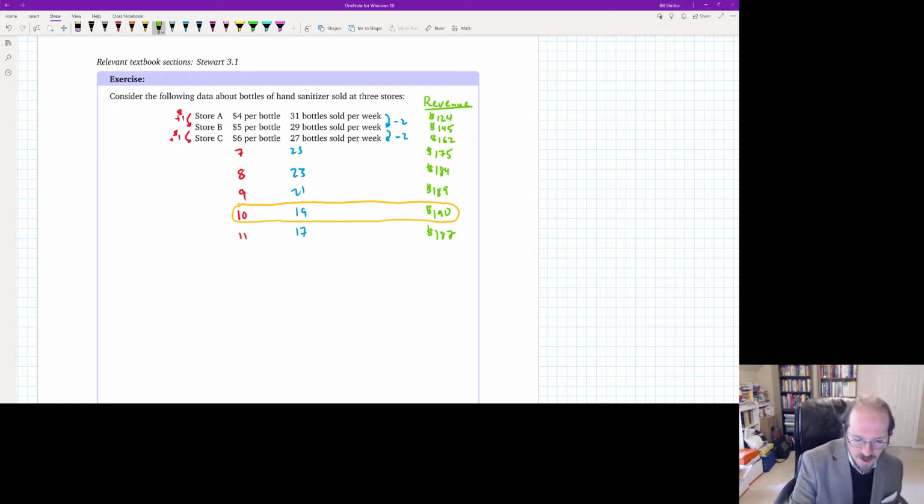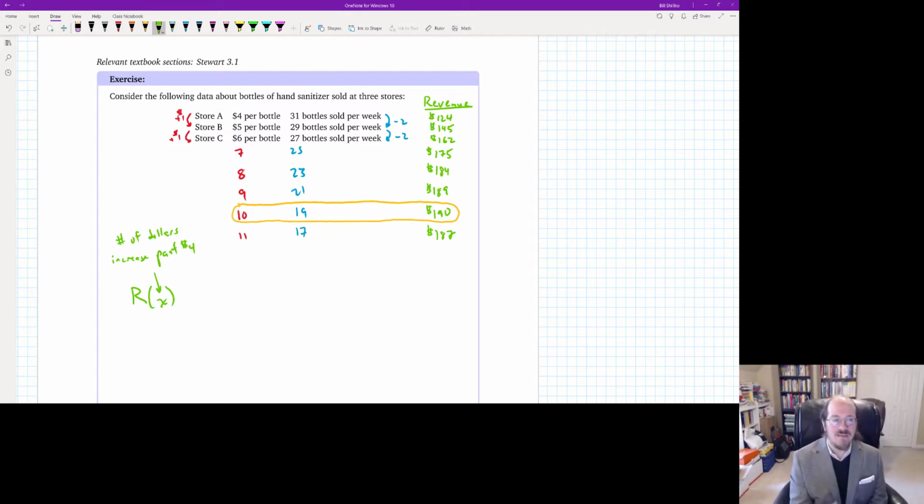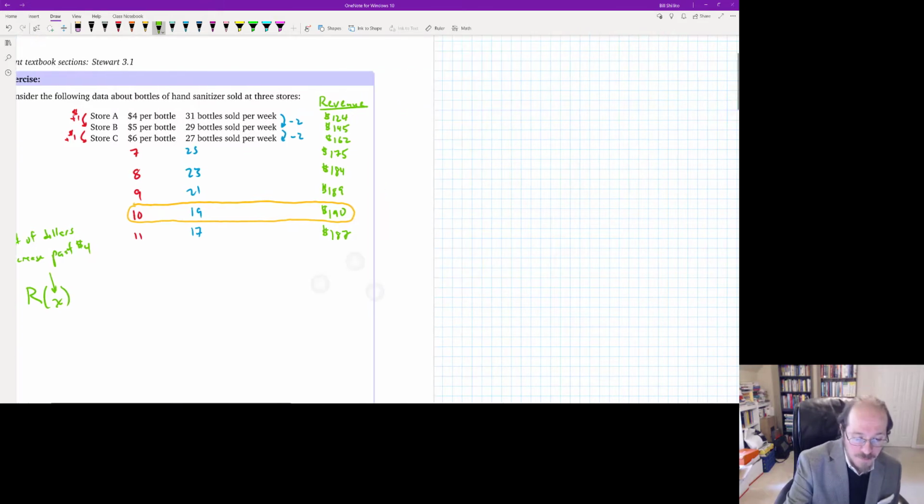So, let's have R be our revenue. And we're going to define x in a little bit of a funny way. We're going to say that x is the number of dollars increase past $4. So what that means is that if we're right at $4, x will be 0. If we're right at $5, x will be 1, because that's $1 past 4. If we're at $6 for our price, x will be 2, because that's $2 past 4. And you'll see why it's useful to define it that way just now.